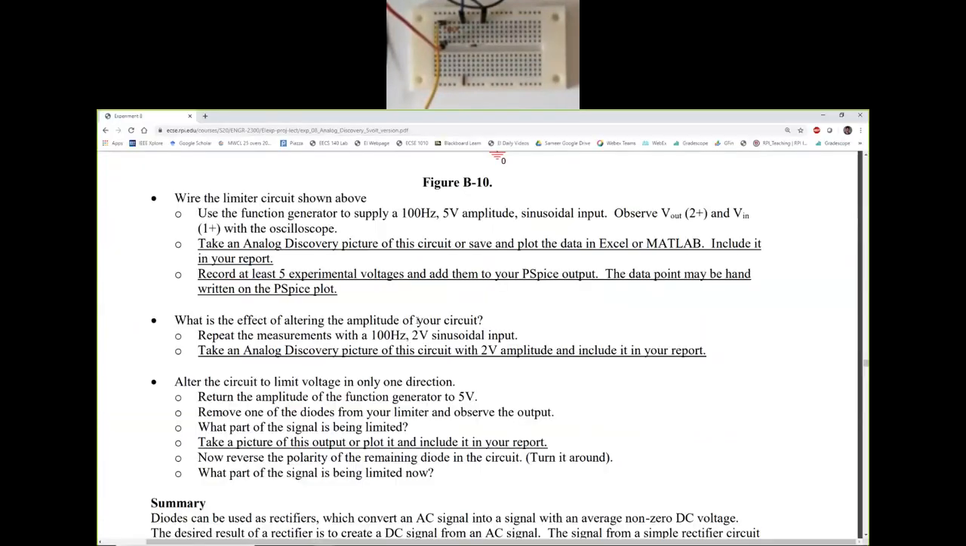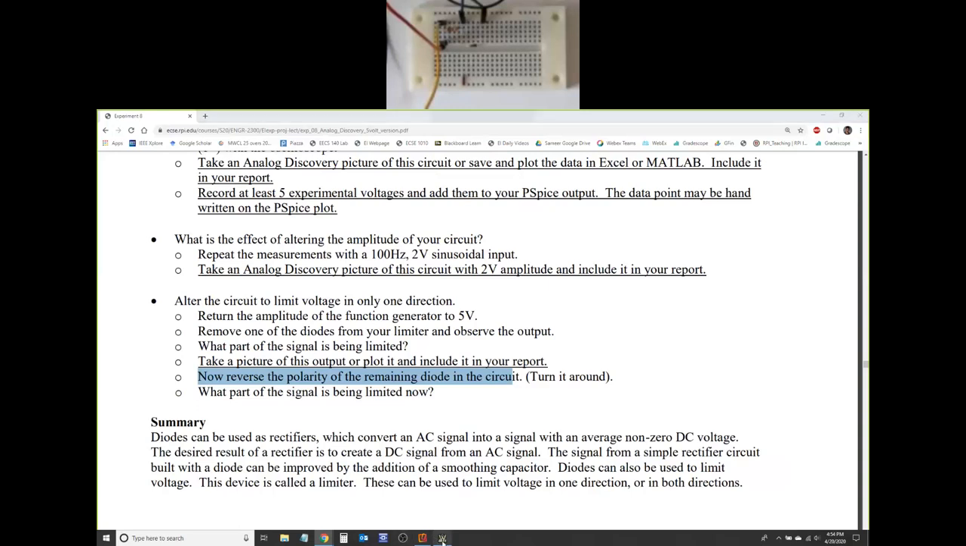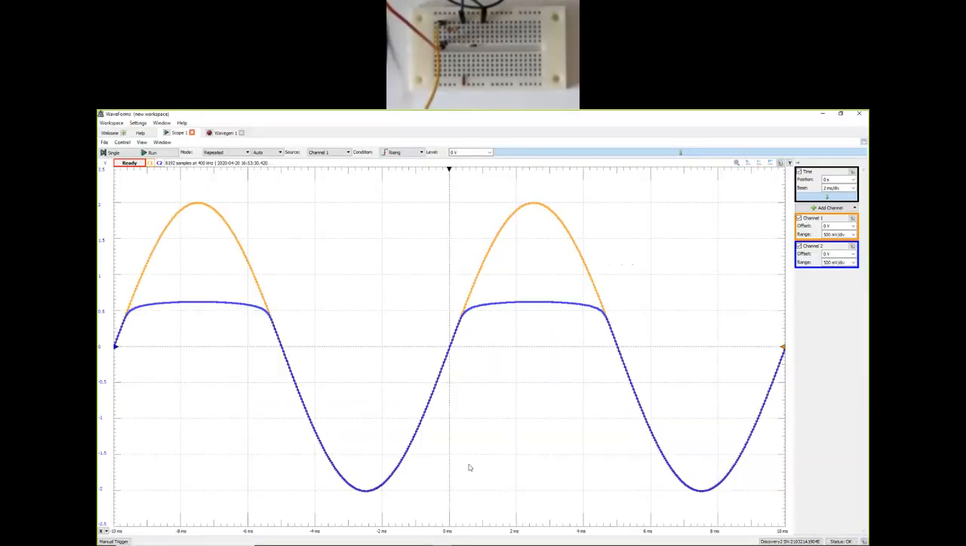Let's go back to our circuit here. It did that. Now reverse the polarity of the remaining diode, essentially turn it around. What signal will be limited now? Well, if we flip it, then instead of limiting the positive half cycles of the sinusoidal input, we will be limiting the negative half cycles of the sinusoidal input.